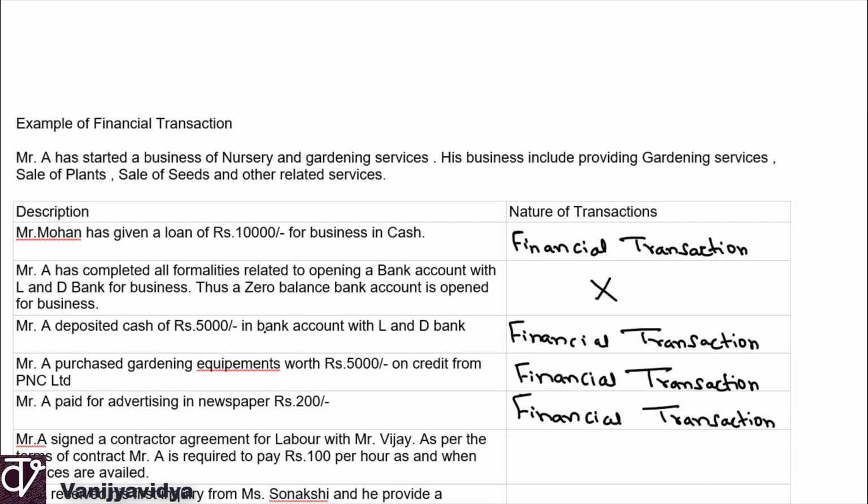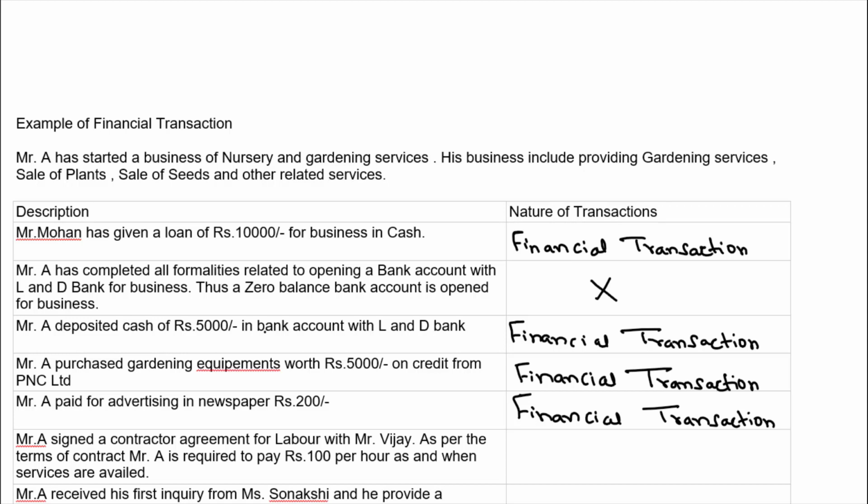Next, Mr. A signed a contractor agreement for labor with Mr. Vijay. As per the terms of contract, Mr. A is required to pay rupees 100 per hour as and when services are availed. So here Mr. A has signed a contract with whom? With a laborer known as Mr. Vijay. So as and when he will provide the services according to number of hours worked, Mr. A will be giving him 100 rupees per hour.